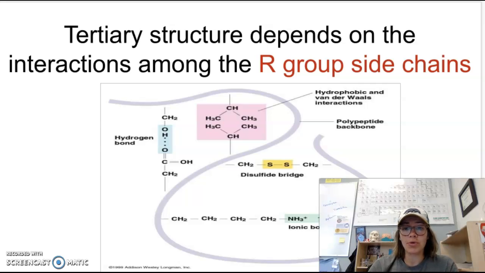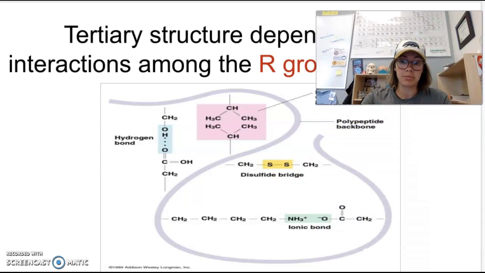So now what we're doing is we are taking those R groups, those side chains, and they're going to interact. So we're going to start building things like disulfide bridges between specific amino acids. And these are going to be the bond between sulfur atoms that are in the amino acid cysteine. So disulfide bridges are really important when it comes to the tertiary structure. Again, those occur between cysteines and their sulfur atoms that are on the R side group.